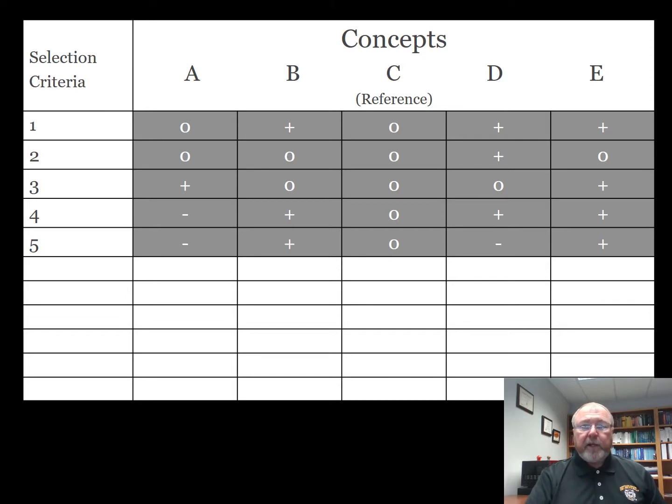So once we go through that comparison, we might get something like this. And once we've done that, we're going to populate some rows that are beneath the darker gray area of this table. So we'll form some rows that are intended to identify for each of the concepts the number of pluses, the number of minuses, the number of zeros, and what those add up to.